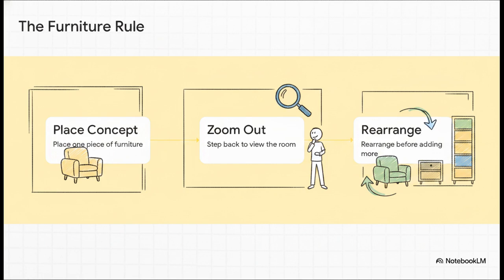Building a cognitive mind map is exactly like moving furniture into a brand new bedroom. You wouldn't just dump your bed, your dresser, and your desk into the dead center of the room and then try to organize it all at once, right? That would be totally overwhelming. Instead, you place one concept, one piece of furniture. Then you step back and look at the whole room. Then you rearrange it immediately to make sure it fits with the overall flow, before you even think about adding the next piece.